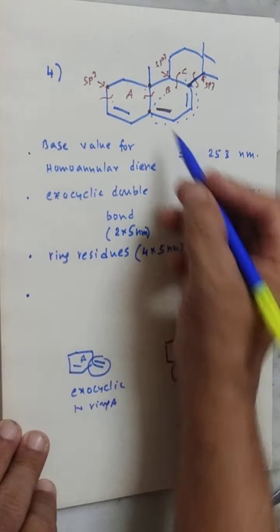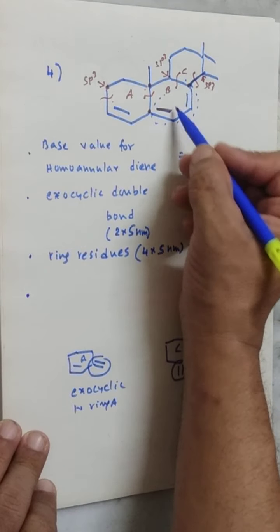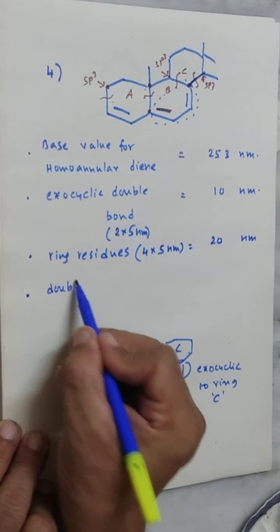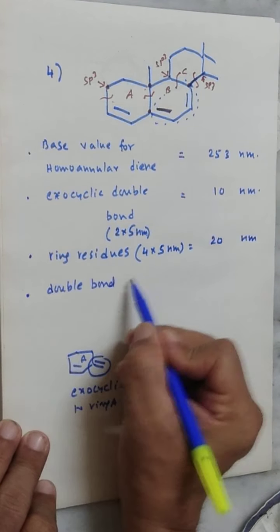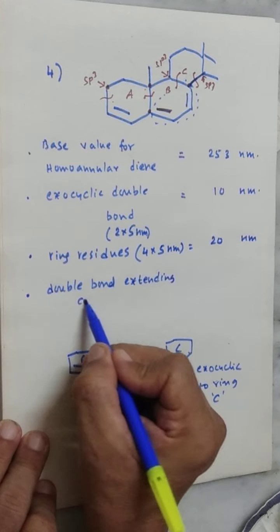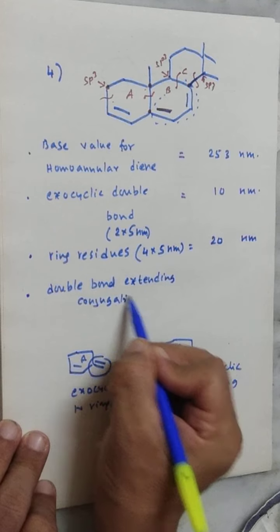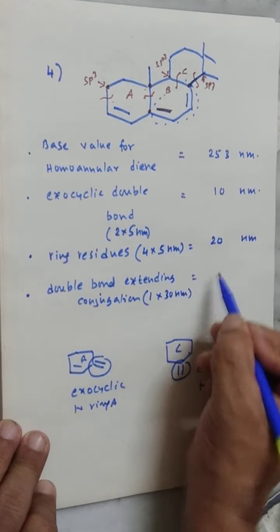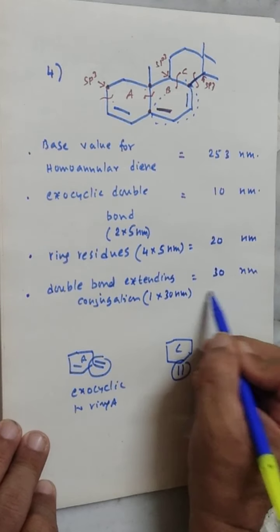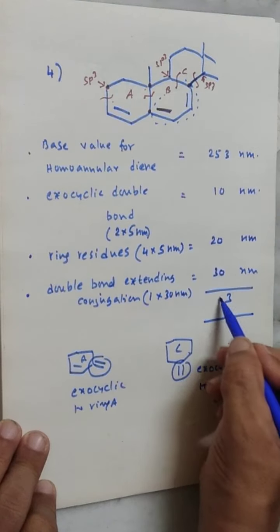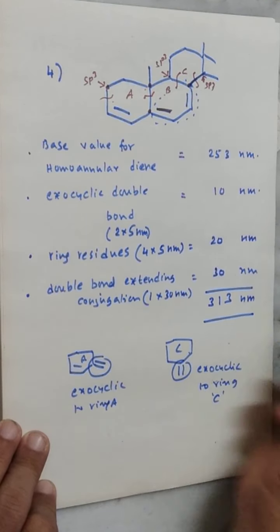And then you have, see, for this homoannular diene, this is the double bond extending conjugation. So you have only one double bond. So 1 into 30 nanometers, that is equal to 30 nanometers. So add it. So 3 plus 2, 5, 6 plus 5, 11. This is 313 nanometers. Over. Your fourth example is over.